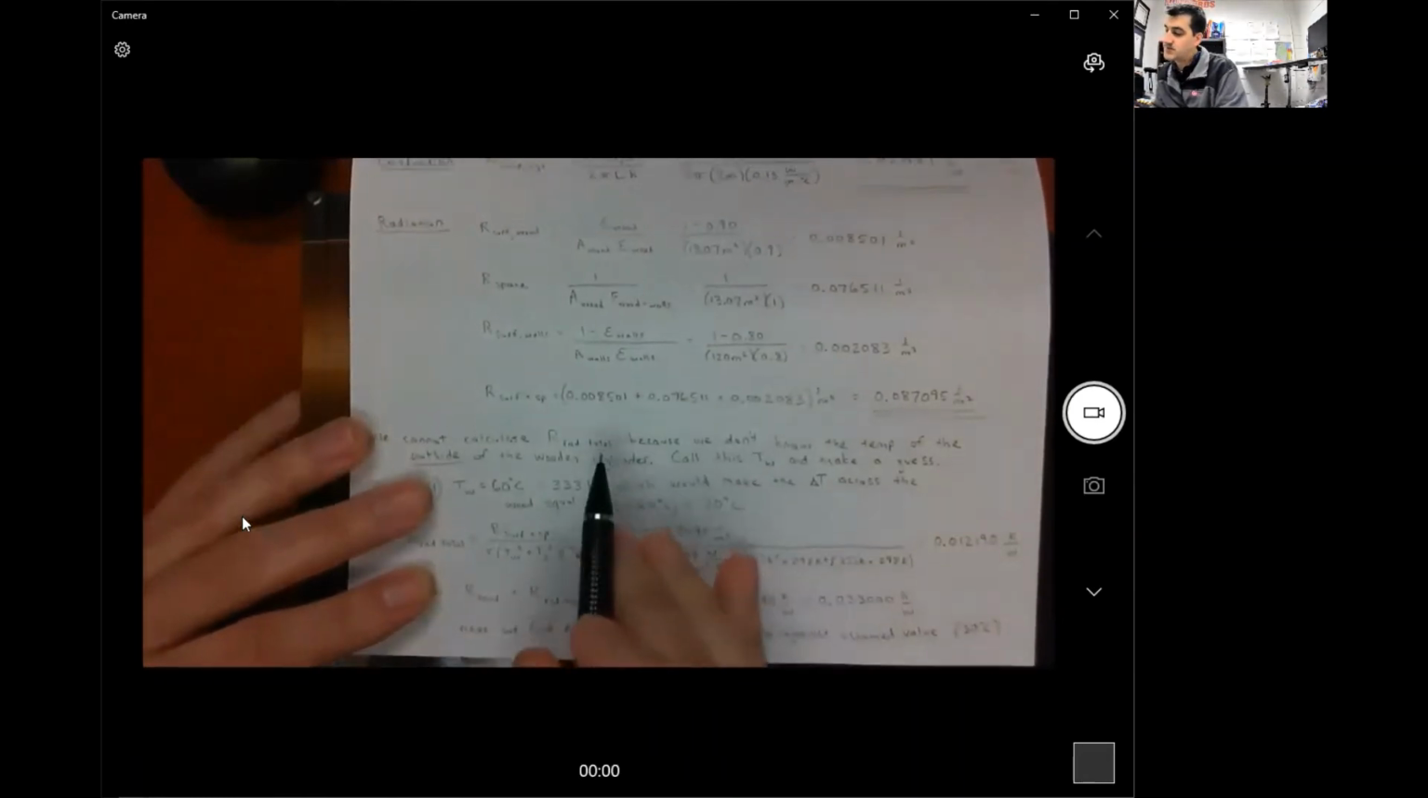So what we have to do, and it says this up here, we have to guess. We have to guess what it is. And then once we make that guess, we can go back and do an iterative check. We can check what that temperature difference across the walls of the wood barrel would be based on our assumption. All right, so let's go ahead and do it. I think it'll make sense as we're doing this.